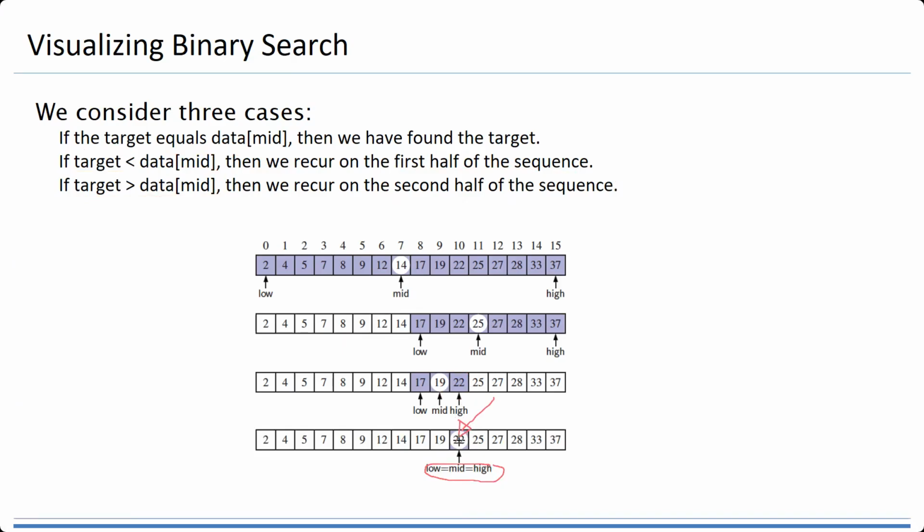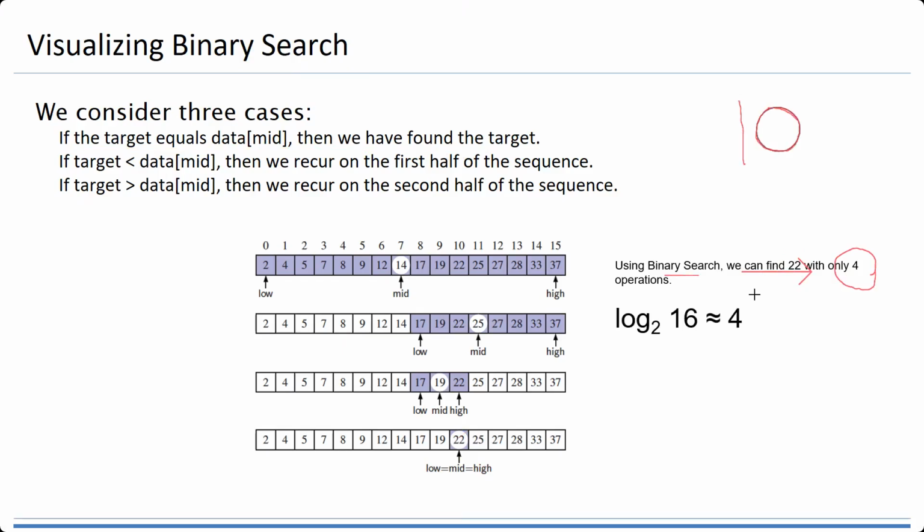Now we are checking which one is correct. So the target equals the data at mid? Yes. Okay, then we have found the target. So overall, using binary search, we can find the number 22 with only 4 operations. Previously, we did it with 10 operations, but now using binary search, we can do it in approximately 4.